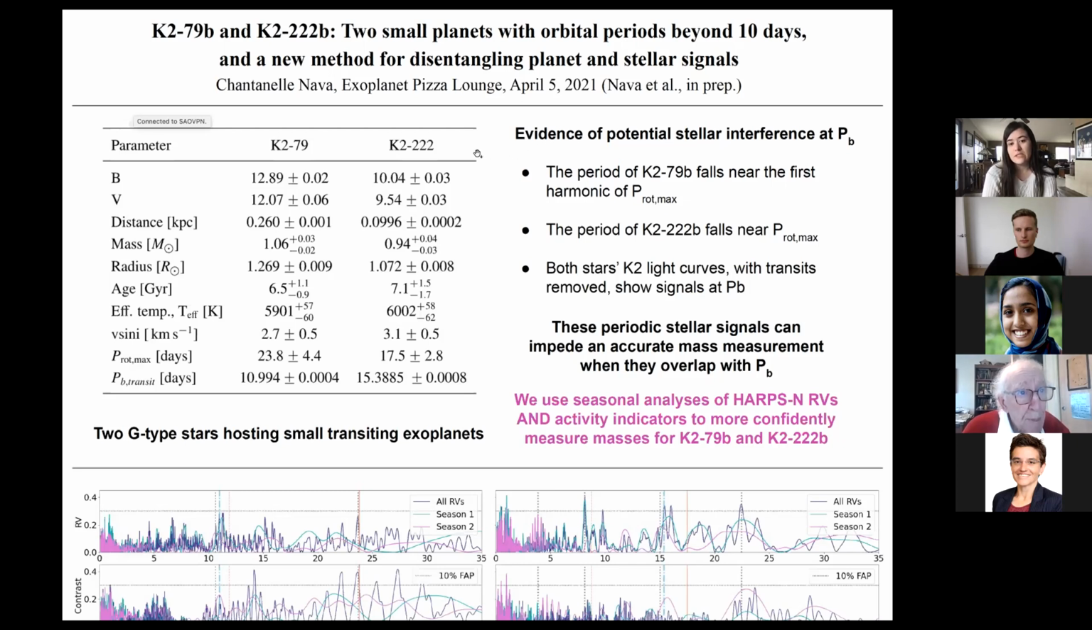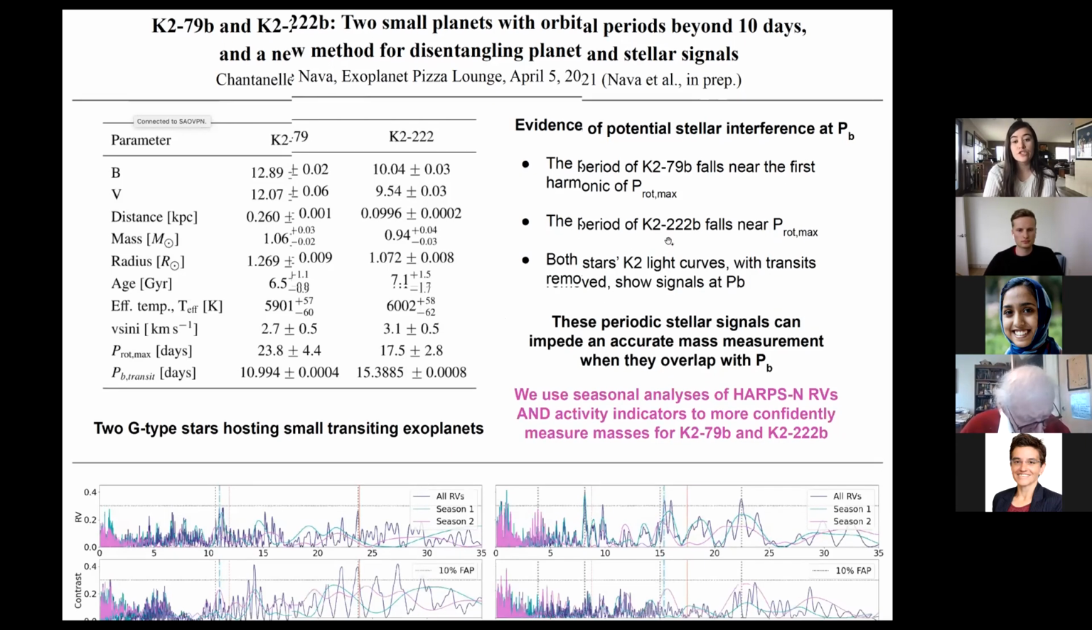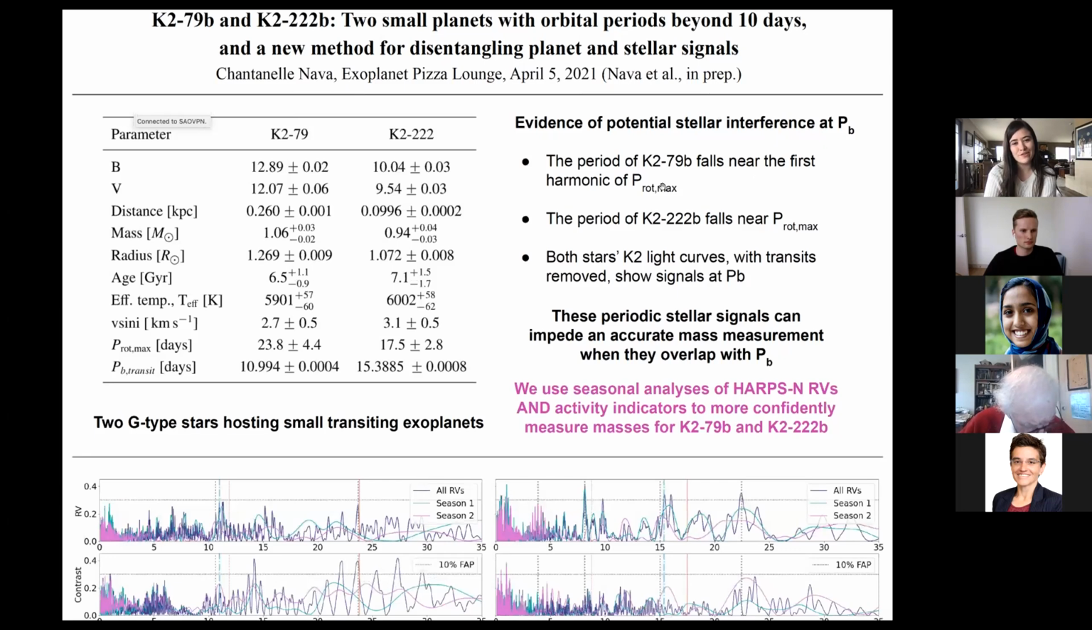And some of this evidence is if we look at the P-Rho max values that we have estimated with SPC, the stellar parameter classification tool, we can calculate an affiliated P-Rho max, and we get 23.8 and 17.5. And we know that because these planets transit, the inclination is reliably somewhere near 90 degrees, so the orbital periods should be within a couple days of the rotation period. And so the problem is that the period of K2-79b is going to fall right near the first harmonic of its P-Rho max measurement. And then K2-222b falls right at P-Rho max itself.